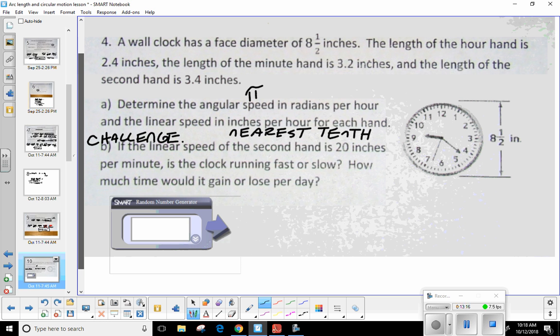So let's do this. How about everyone from Ethan's row over? You guys have the hour hand. For the hour hand, I need the angular speed and the linear speed. Then starting with Alyssa's row through Alex's row, all you folks right here, you've got the minute hand. Every other row left, you guys have the second hand. All right, so I'm going to give you 6 minutes.